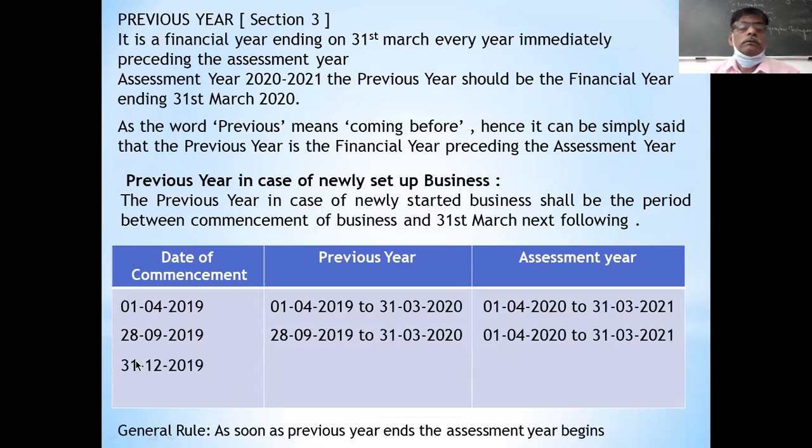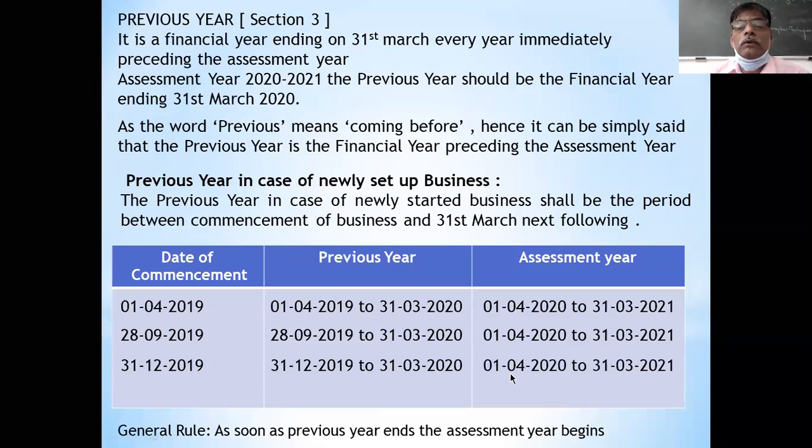Next, take the third example. Let us consider you started business on 31/12/2019, at the end of the calendar year. The previous year for this business is from the date of commencement to the end of the financial year. The financial year ends on 31st March. Therefore, the previous year is from 31/12/2019 to 31st March 2020, only roughly 3 months and 1 day. A 3-month period is called the previous year.